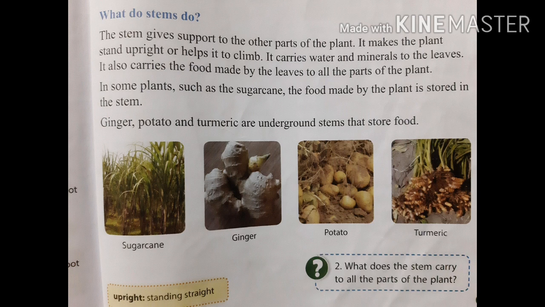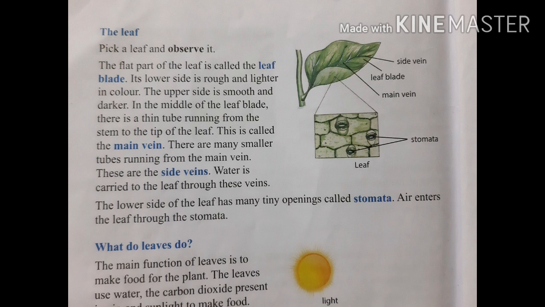Can you answer this question? What does the stem carry to all the parts of the plant? What is the answer? Yes, water and minerals. Turn the page. The leaf. Pick a leaf and observe it. The flat part of the leaf is called the leaf blade. Its lower side is rough and lighter in color. The upper side is smooth and darker.